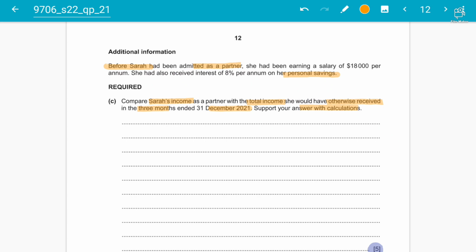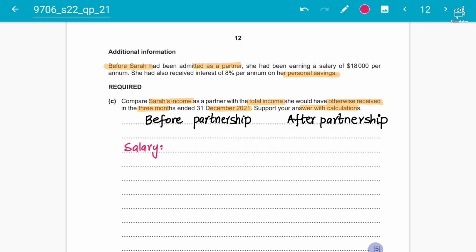So we need to understand that this part C is very important, and we have to solve it in 2 steps. So let's say that before partnership, and here, that is basically after partnership. Okay, so before partnership and after partnership, what is going to happen? We need to understand that before partnership Sarah was getting a salary of 18,000 per annum. So we can say that it will be 18,000 into 25% only, because of the 3 months, basically 1 quarter.